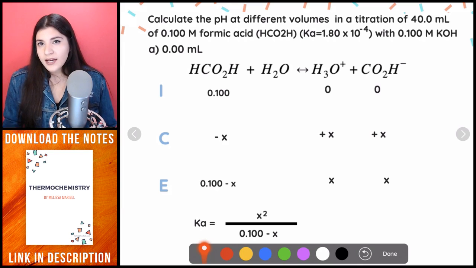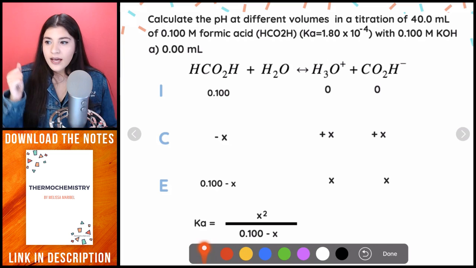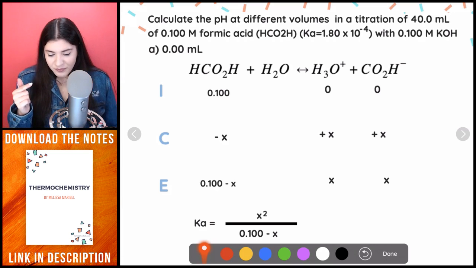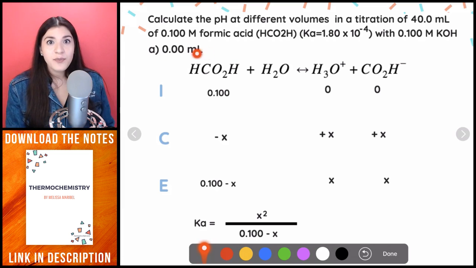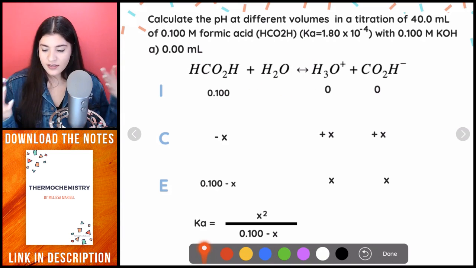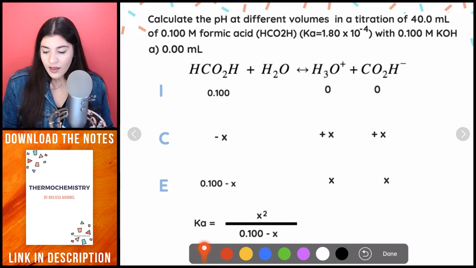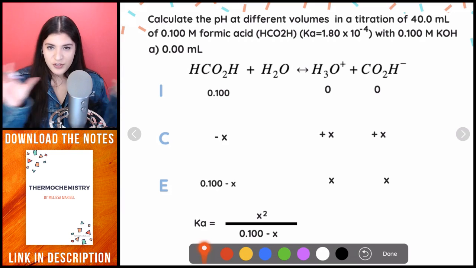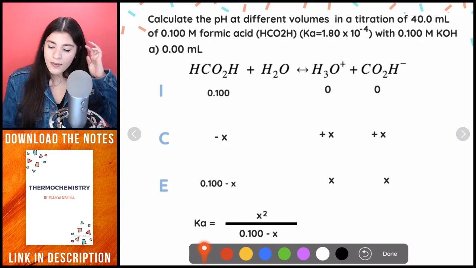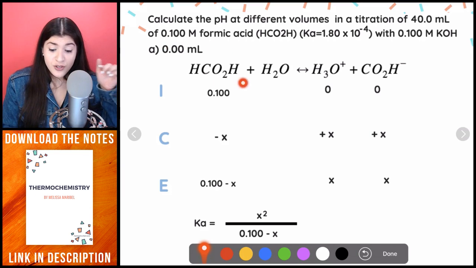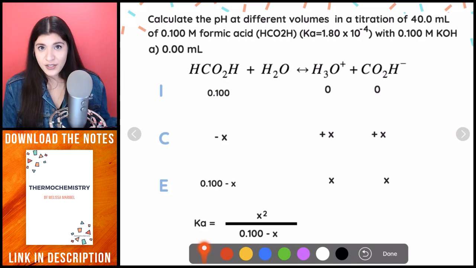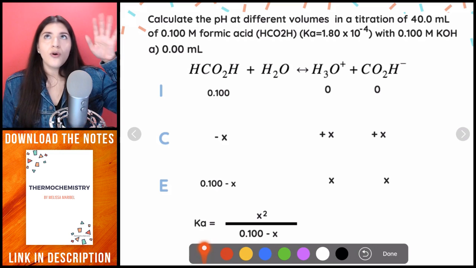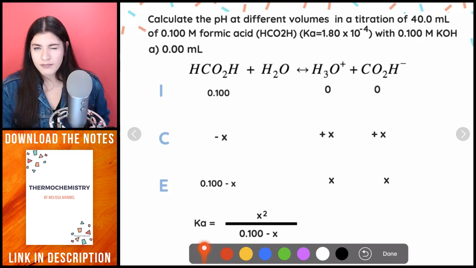The reason why I can just automatically do this is because we haven't added any base whatsoever, right? That's why I don't have base at all in this question. It's really just water, and the acid is pretty much just dissociating. There's no base added. That's why I'm just looking at an ICE table, and that's all I can do here. So this is even before adding any sort of base, all right? So let's make a note of that.